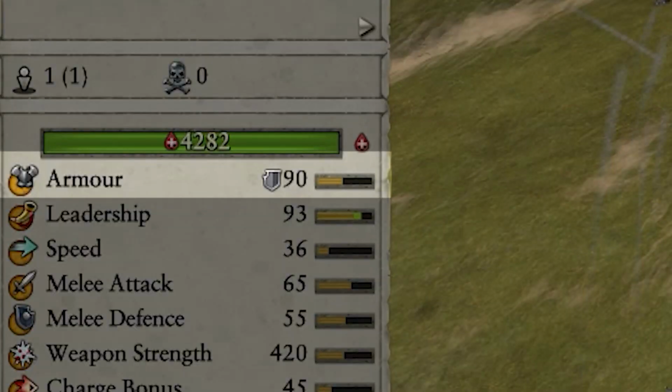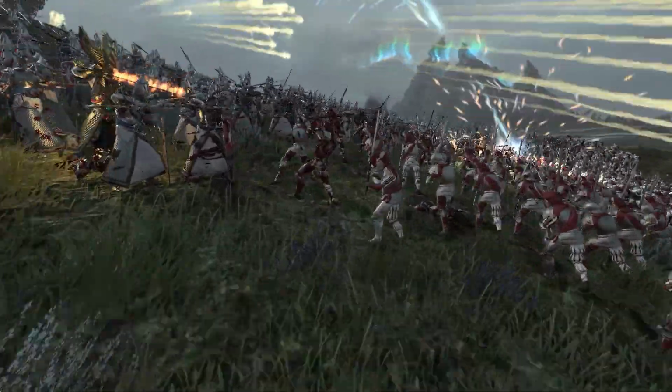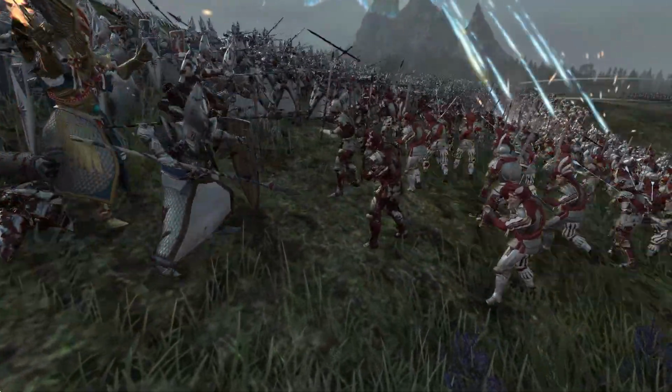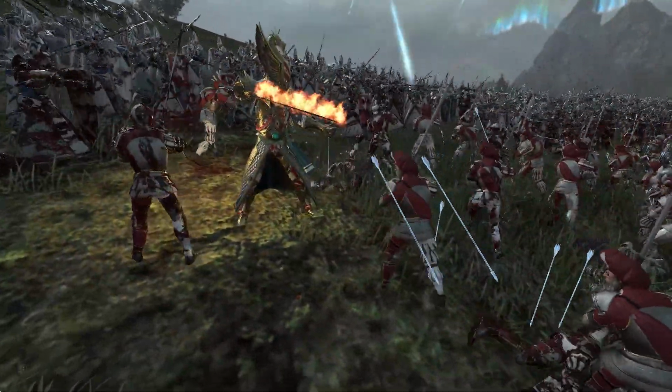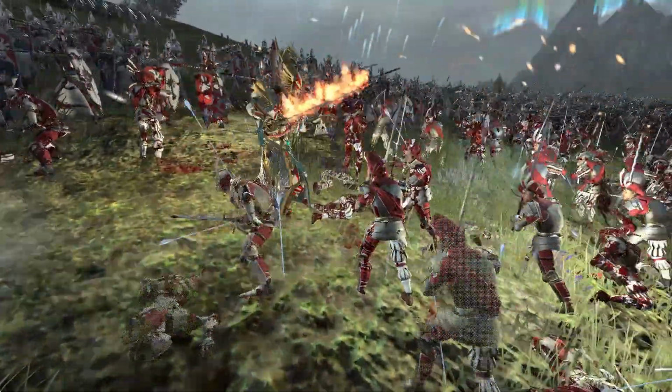First of all, you can see how much armor a unit has by looking for the armor icon on the unit info card near the top. Armor decides how much of a reduction in missile fire and melee attack damage a character or unit can have. However, there are a few things that armor cannot protect you against.